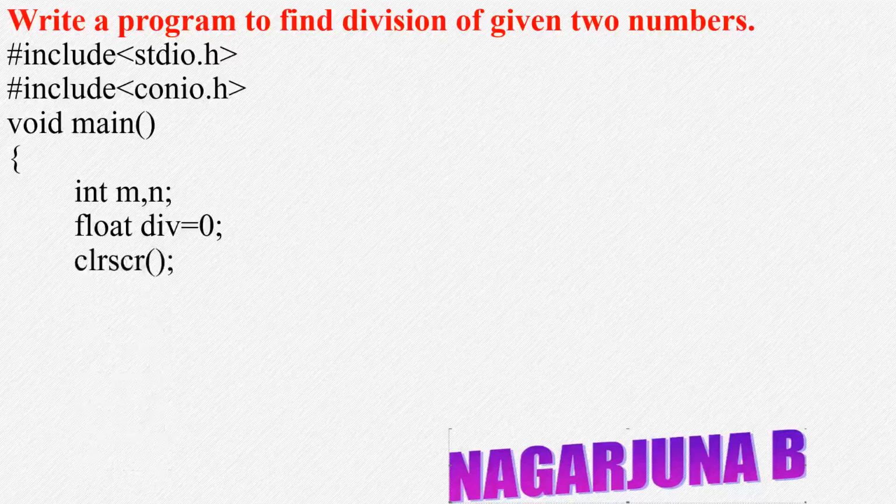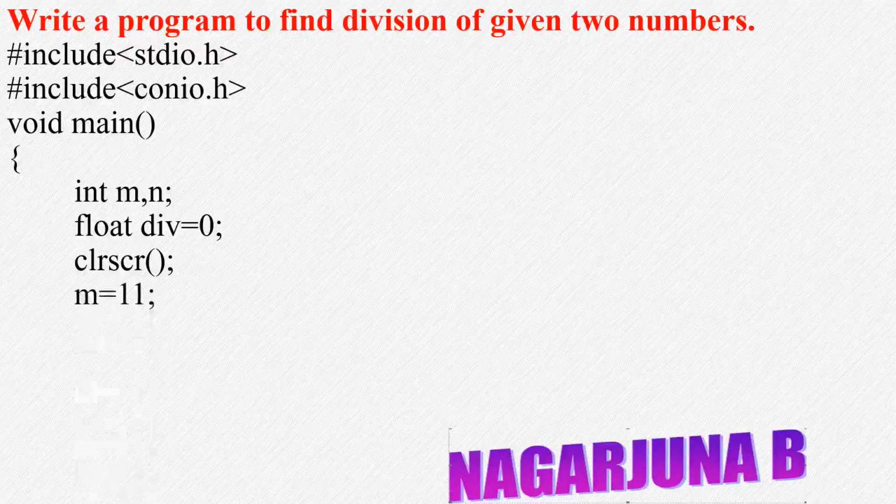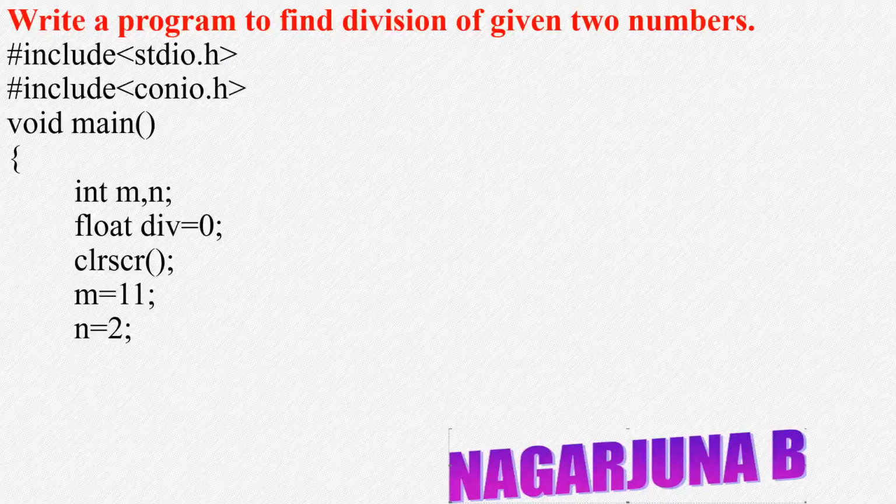Then I will assign the values to the variables m and n by writing m is equal to 11, semicolon, n is equal to 2, semicolon. In the previous program, I used the printf and scanf statements for reading the values and displaying a message to the user, whereas in this case, I am directly assigning the values to the variables.